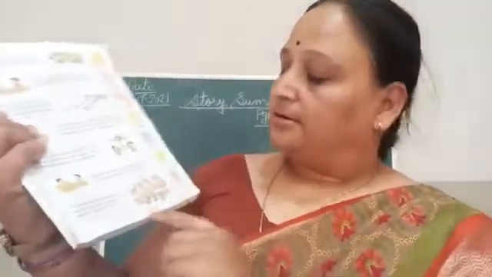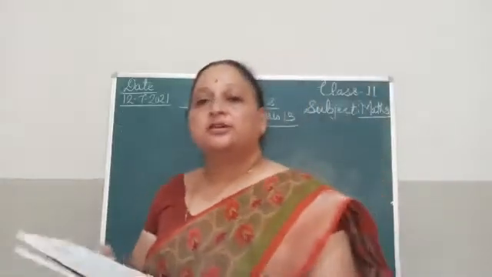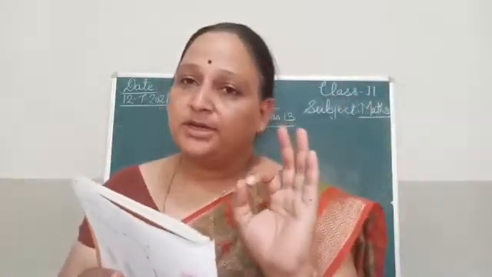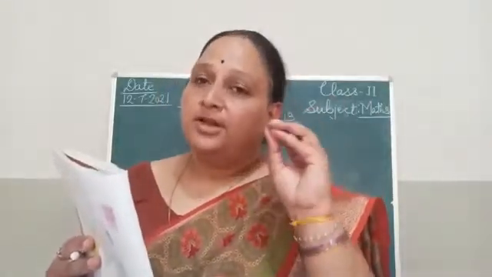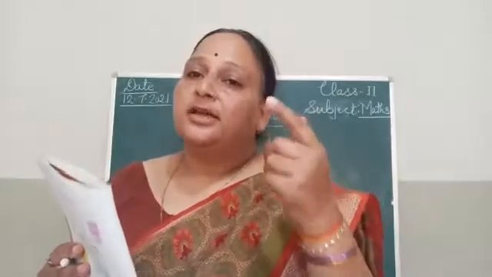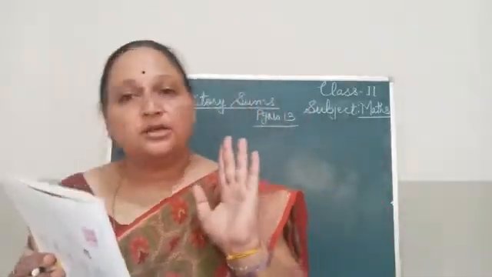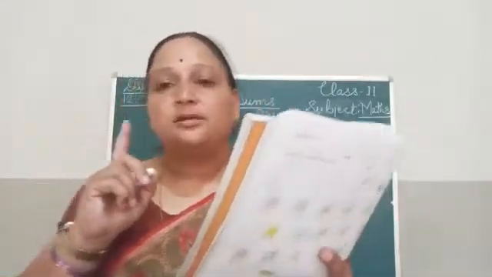Page number 30. Story sums. First we will read the story, then we will understand what we have to do in it. Then we will arrange the numbers, and whatever the story told us, that you have to add or you have to subtract, we will do according to the story. Okay, first I am reading story number 1.